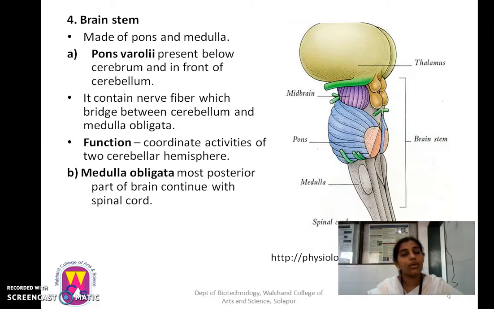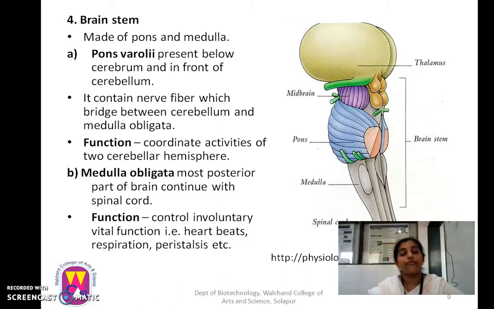Next part is the medulla oblongata. The medulla oblongata is the most posterior region of our brain, which continues with the spinal cord. The function of this medulla oblongata is to control involuntary functions like heartbeat, respiration, peristalsis, etc. So the pons varolii coordinates the cerebral hemispheres, and the medulla oblongata is involved in controlling all our involuntary actions like breathing, peristalsis, respiration, and heartbeat.